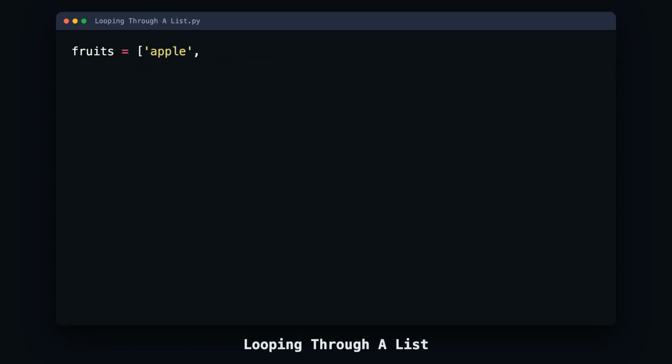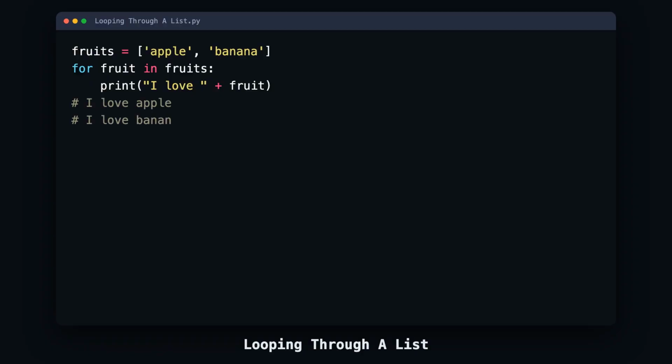The most common task with a list is iterating through its elements using a for loop. We define a loop that pulls each item from our list and assigns it to a temporary variable. The indented print statement then outputs a greeting for every single item automatically. A massive mistake beginners make is forgetting the colon at the end of the for statement, triggering a syntax error. Notice how every fruit gets its own distinct printed line.